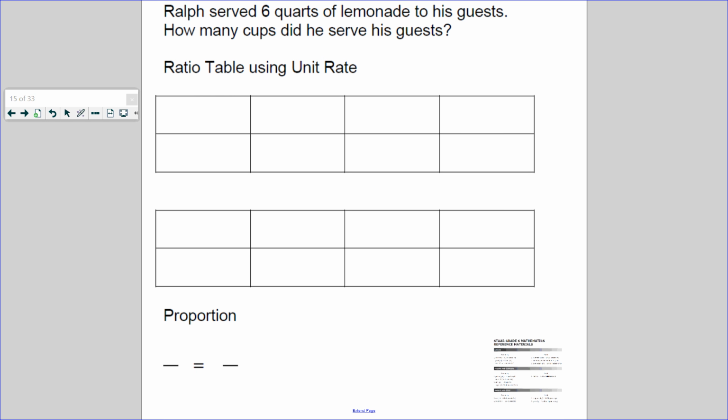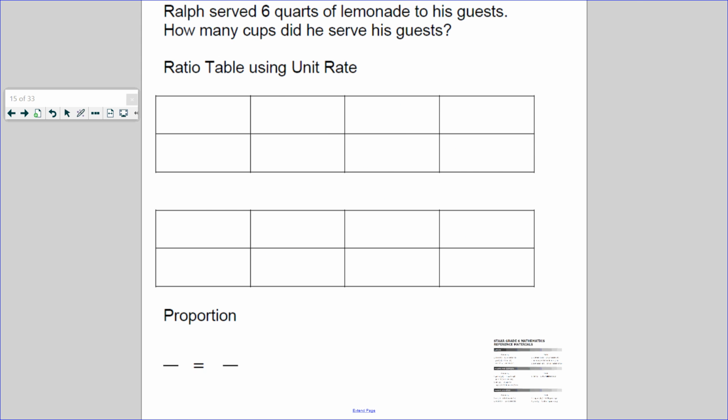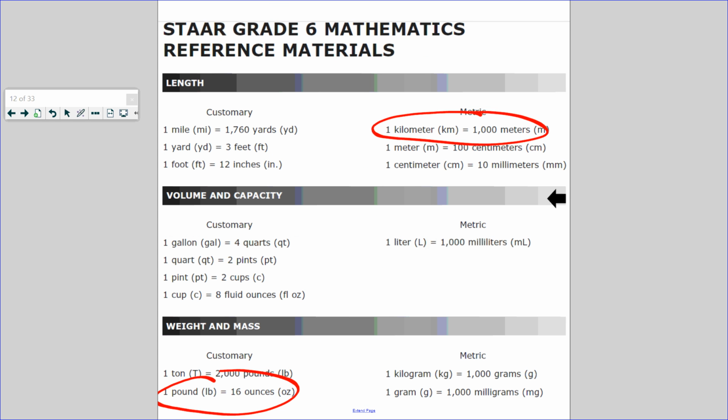Now this is called double conversion. This is where it gets a little harder. Ralph served 6 quarts of lemonade to his guests. How many cups did he serve? So let's look at our chart. We're looking for quarts and cups.